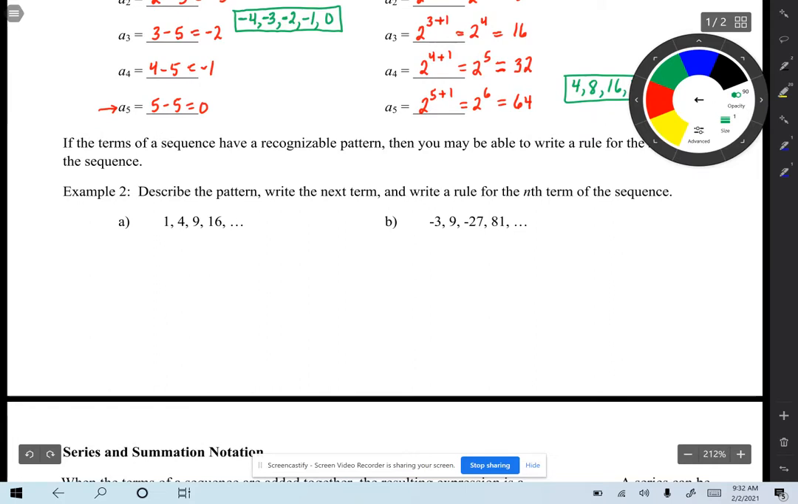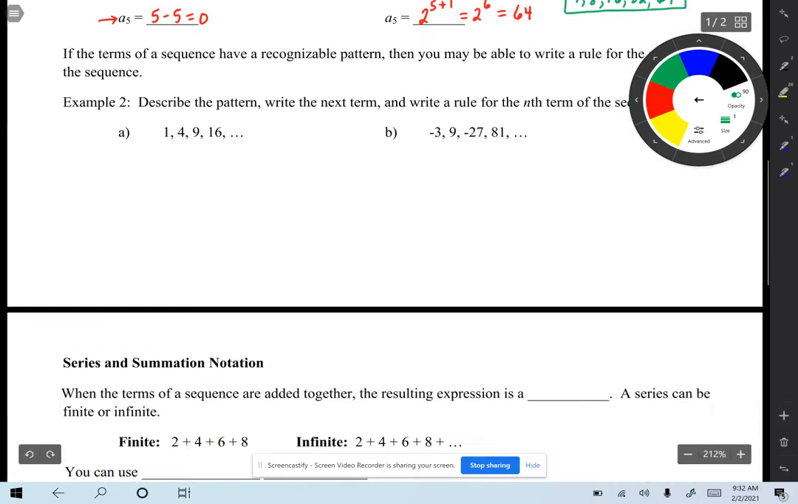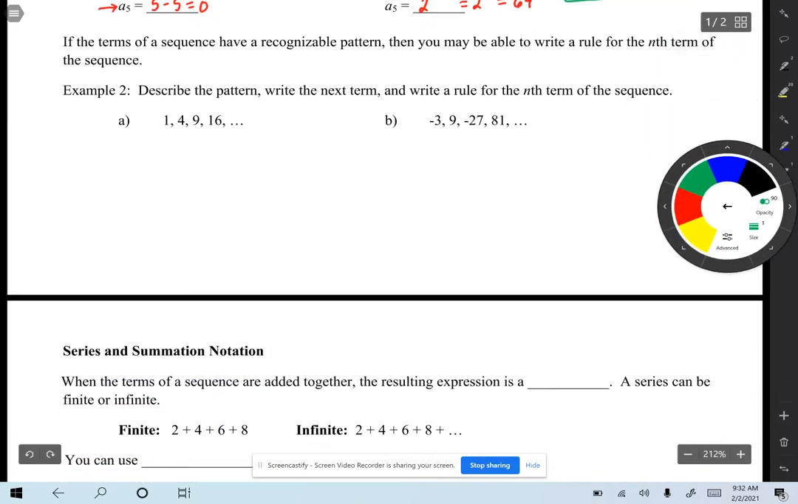If the terms of a sequence have a recognizable pattern, then you may be able to write a rule for the nth term of the sequence. So let's take a look at example 2a. Now, sometimes it takes a while to recognize the pattern. Both of these are infinite sequences because they have the dot, dot, dot. So let's find the pattern first. Some of you may see it right away, some of you it may be difficult.